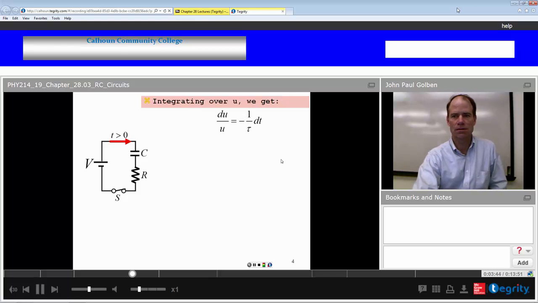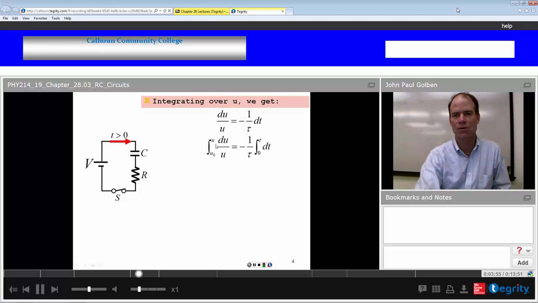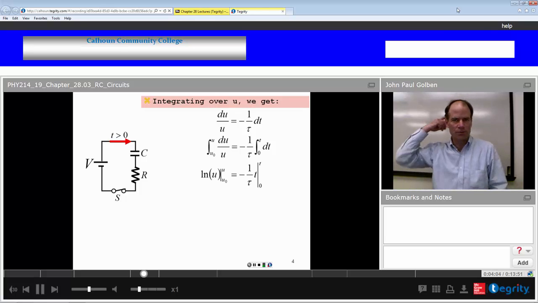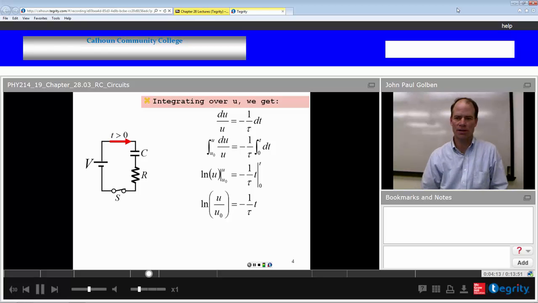Separating our variables, dU over U is equal to negative 1 over tau times dt. We're going to integrate from U naught to U and t from 0 to time t. And we get the natural log of U from U naught to U is equal to negative 1 over tau times t from 0 to t, or the natural log of U over U naught is equal to negative t over tau.